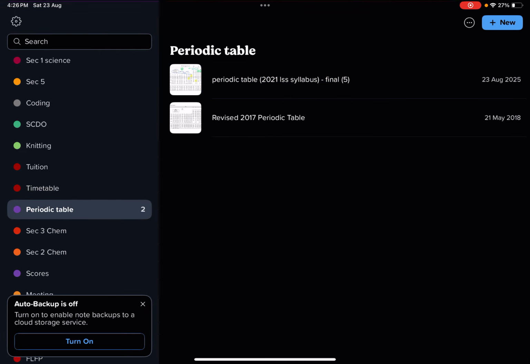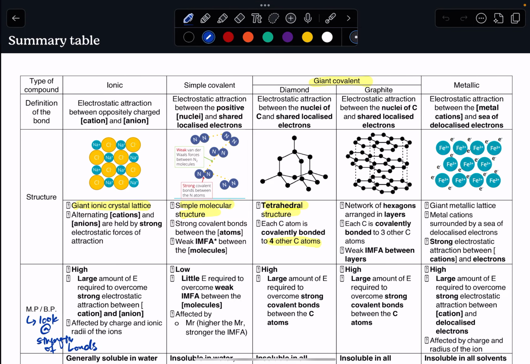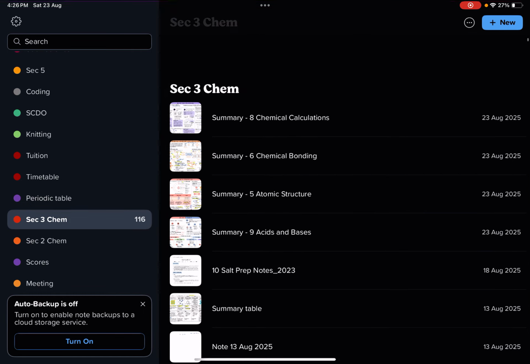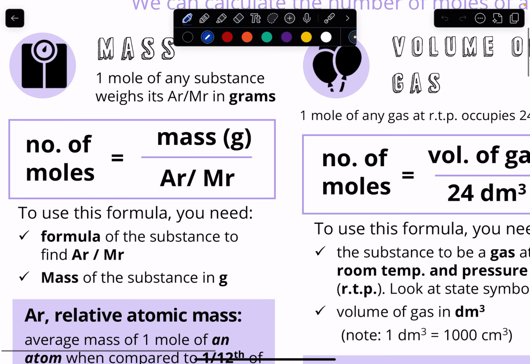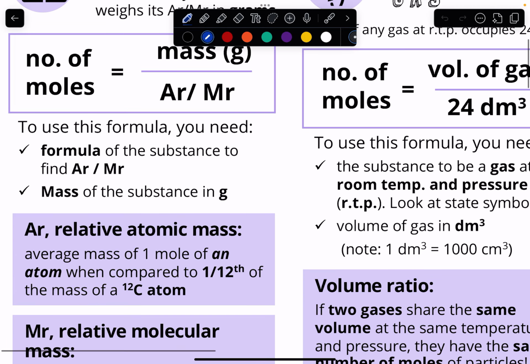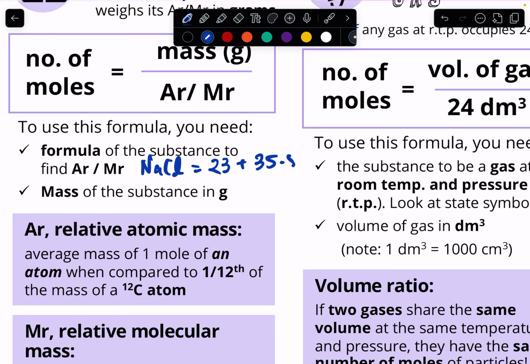Okay, going back to chemical calculations. So number of moles equals mass over MR. To use this formula, we need the formula of the substance to find its AR, MR. So for example, if it's NaCl, I will need to sum up the ARs of these 2 elements, right? Sodium has an AR of 23 and chlorine is 35.5, and so the MR of NaCl would be 23 plus 35.5, that's 58.5.